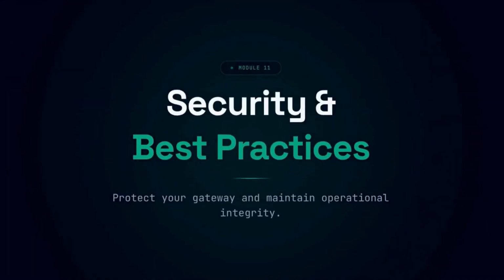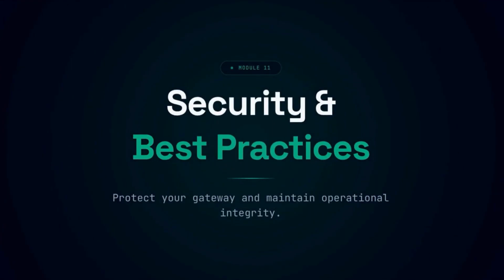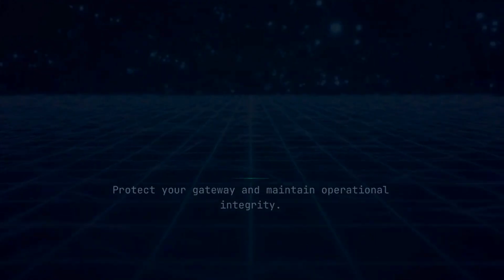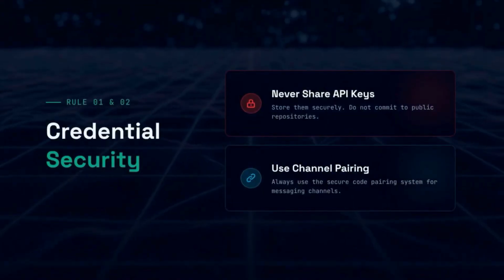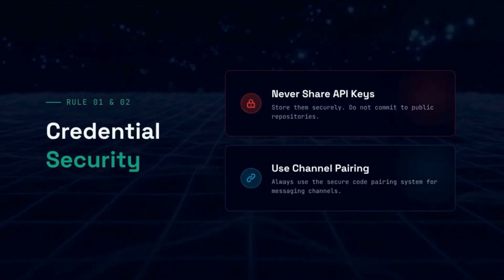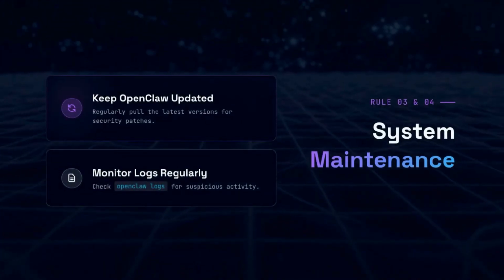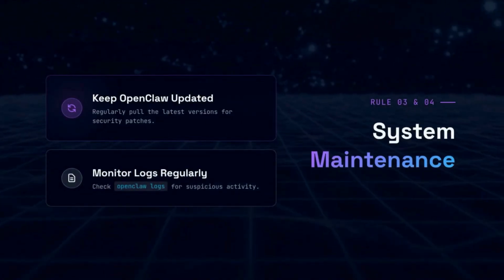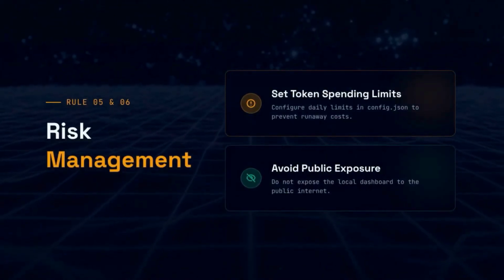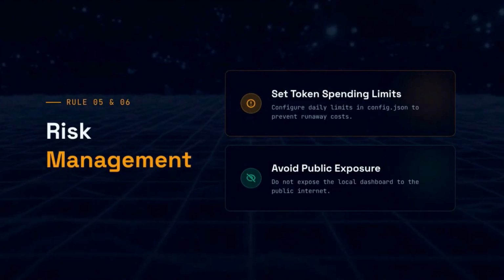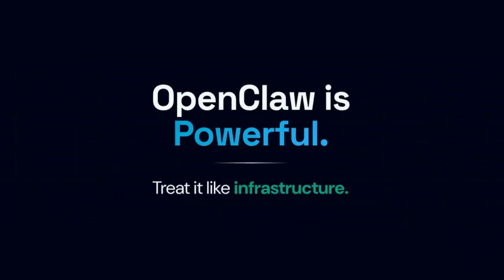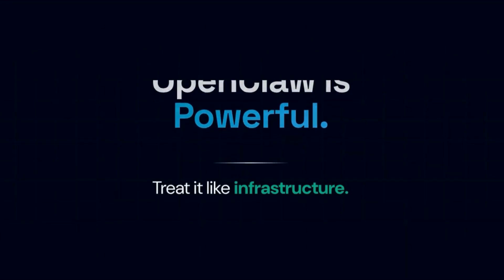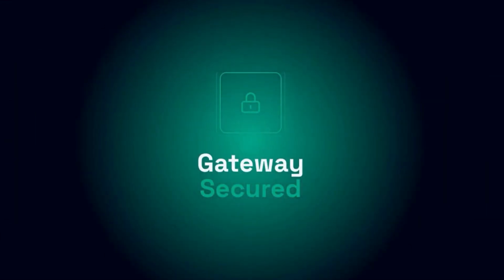When it comes to security and best practices, treat OpenClaw like real infrastructure. Never share your API keys. Use the pairing system to control who can access your messaging channels. Keep OpenClaw updated regularly. Monitor logs for unusual activity, and set token spending limits to manage usage. Avoid exposing your dashboard publicly without proper security controls. OpenClaw is powerful, and with that power comes responsibility. Use it wisely and manage it like a production system.